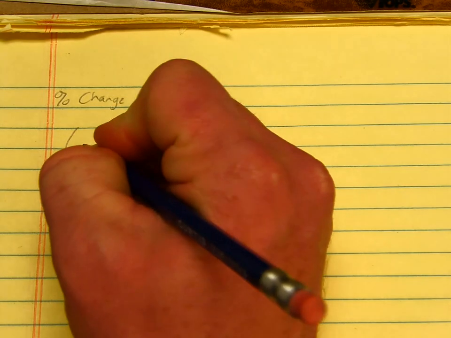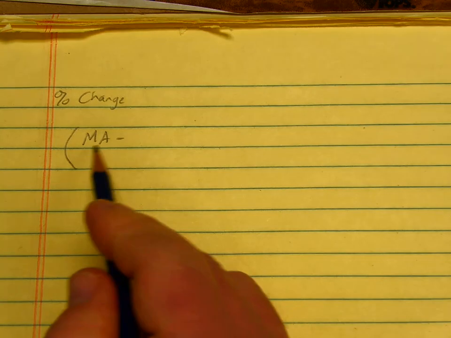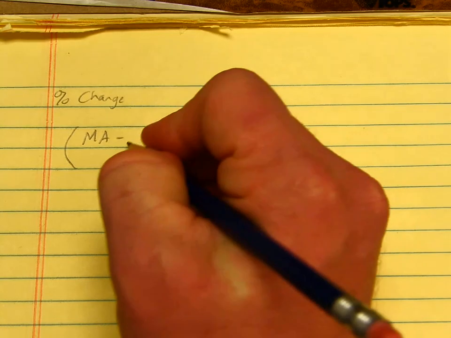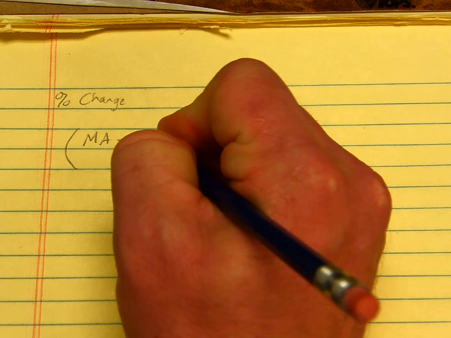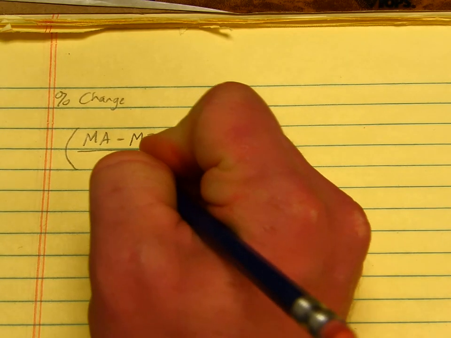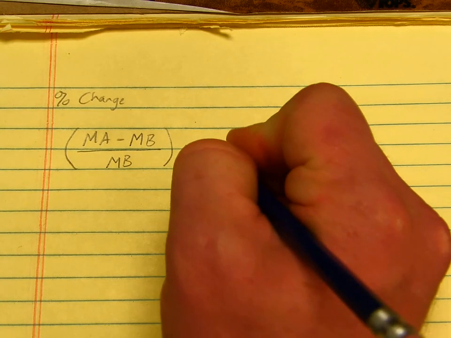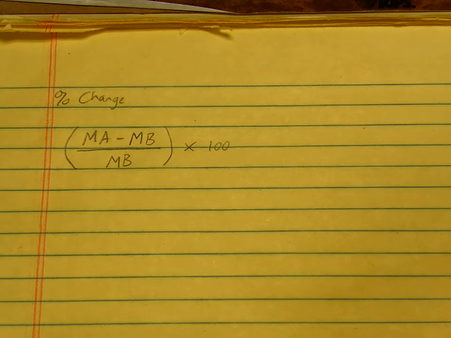Basically what we're going to be doing is taking the mass afterwards, that's what MA is standing for here, is mass afterwards, minus the mass before, all divided by the mass before. Then you take all of that and you times it by 100. So you've got to make sure you do this stuff in order.